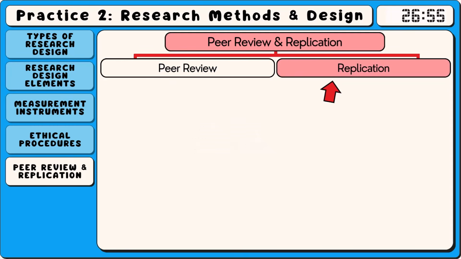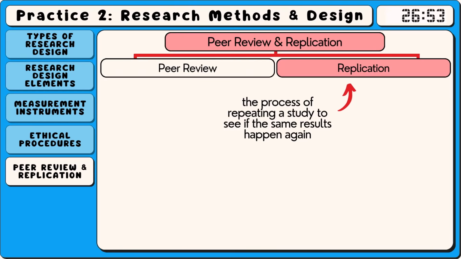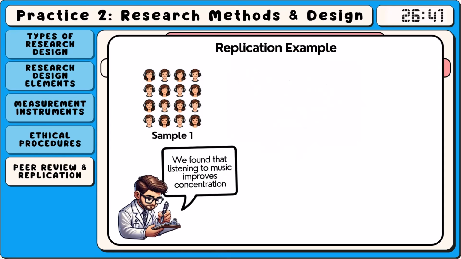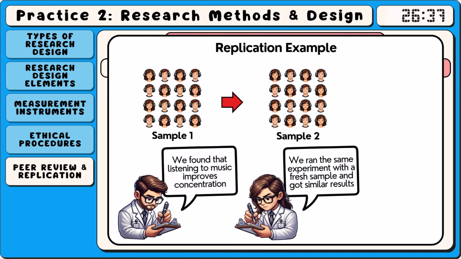The other way of testing results is replication. This is the process of repeating a study to see if the same results happen again. A finding becomes more trustworthy when different researchers can reproduce it in new studies with new participants. For example, if one study finds that listening to music improves concentration, other researchers might run the same experiment with a fresh set of research participants. If they get similar results, confidence in the original finding increases.